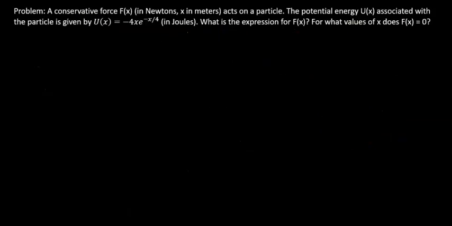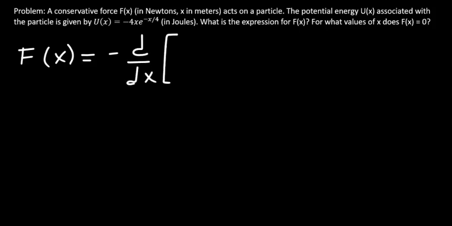Problem 2. A conservative force Fx in newtons, so F is measured in the unit of newtons and x is in the unit of meters, acts on a particle. The potential energy U associated with the particle is given by the following function, and potential energy is measured in the units of joules. What is the expression for the force, and for what values of x does the force vanish? So since we are given the potential energy function, we can simply take the derivative of that potential energy function.